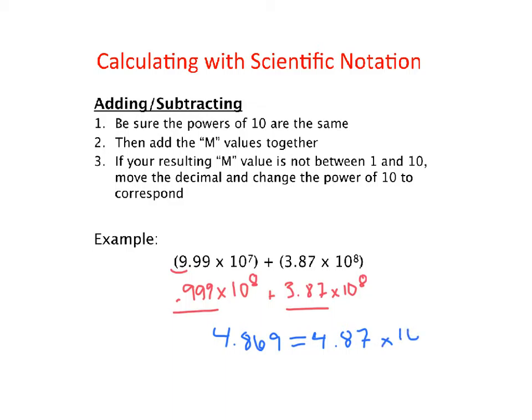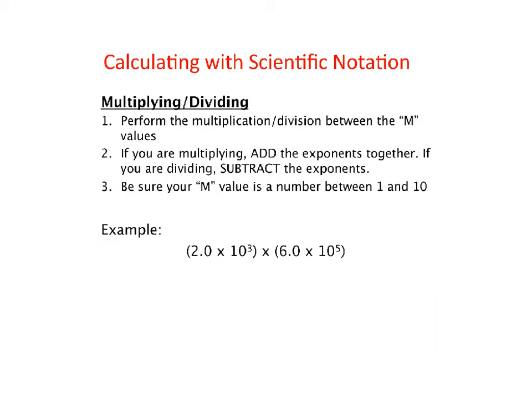Times 10, and here's the important part, the times 10 is to the 8th. You do not multiply or change the exponents. The reason why you got them both in the same power of 10 is so that you could add them together. So the answer to adding these two numbers together would be 4.87 times 10 to the 8th.